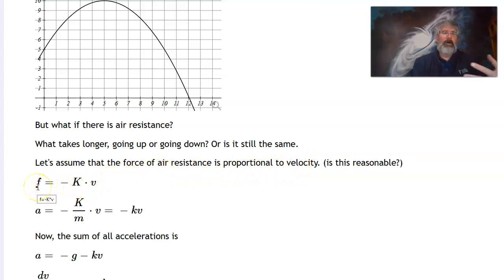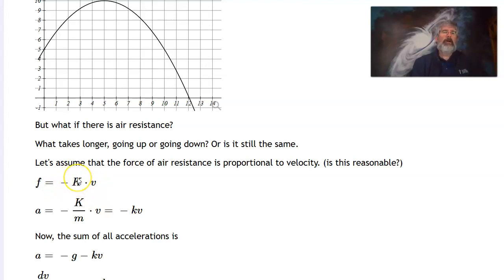So the force of air resistance is equal to minus kv. The minus because it's in the opposite direction. If the object is moving this way, air resistance is pushing against it in the other direction, right? So whatever the velocity direction is, the force is in the opposite direction.